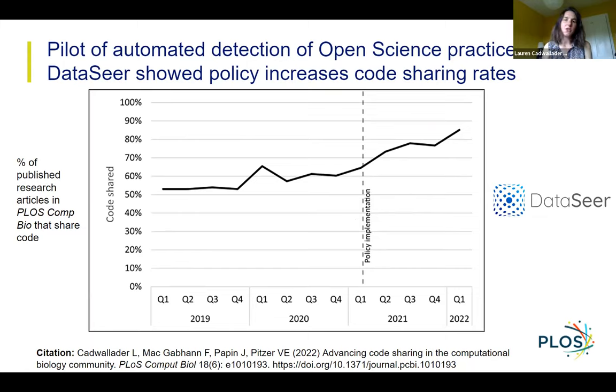We introduced the mandatory code sharing policy last March, and we wanted to see what effect that had on the code sharing rates. And we can see from the graph that up until the policy implementation, we had a very gradual increase in code sharing. This community was very strong in voluntary code sharing anyway. And after the policy implementation, that rate of code sharing really increases as more papers are published that had to comply with that policy.